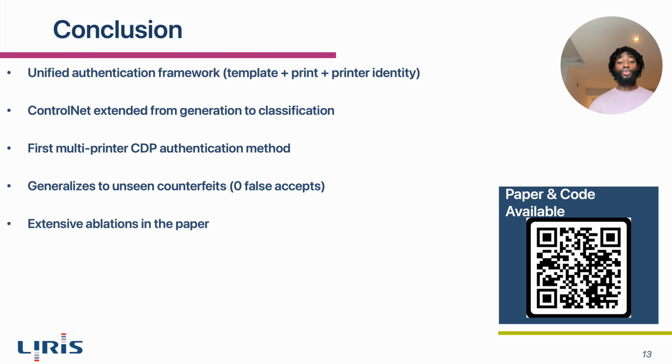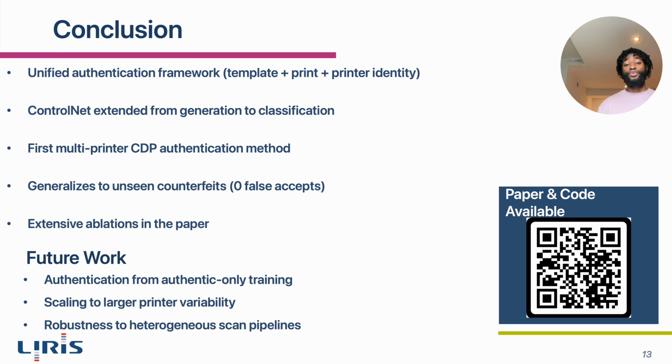In summary, we propose a unified CDP authentication framework that integrates the template, the printed CDP, and the printer identity. We extend ControlNet to classification, which enables multi-printer support and achieves zero false accepts on unseen counterfeits. Although we generalize to unseen counterfeits, future work should explore removing counterfeit data from the training entirely, introducing larger printer variability, and evaluating robustness to diverse scanning pipelines.